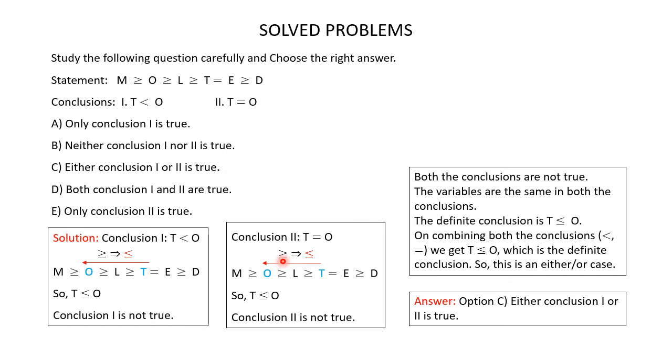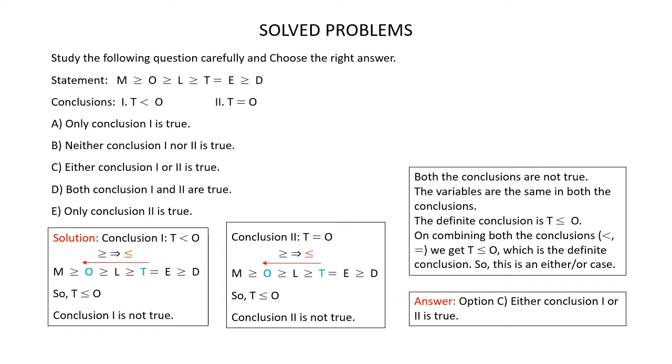But since you have moved in the backward direction, the symbol ≥ flips to become ≤. So the relationship between T and O is T ≤ O. So the definite conclusion is T ≤ O. Now conclusion 2 is T = O. This is not the same as the definite conclusion. So conclusion 2 is not true.